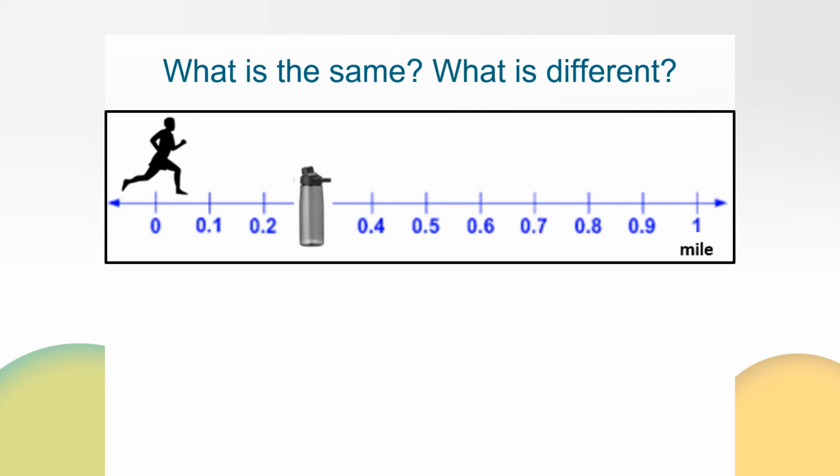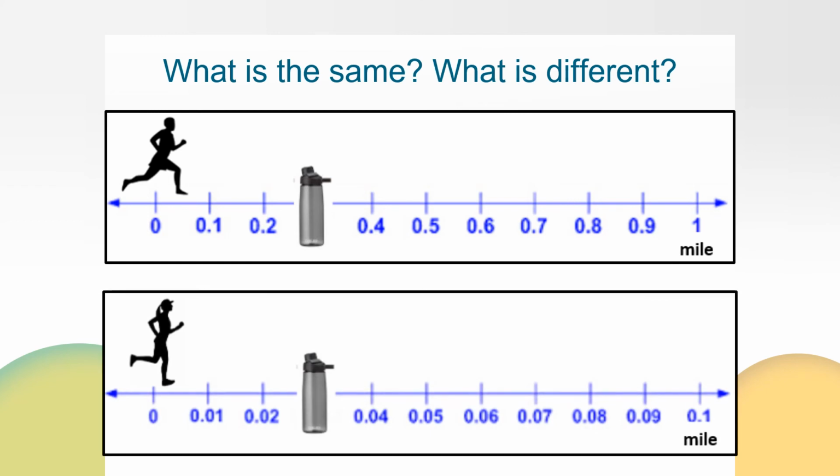Jaylen went on a run. The water bottle marks where he took a sip of water. Lauren also went on a run. The water bottle marks where she took a sip of water. What is the same and what is different about these two images? Take a moment to jot down your thoughts.